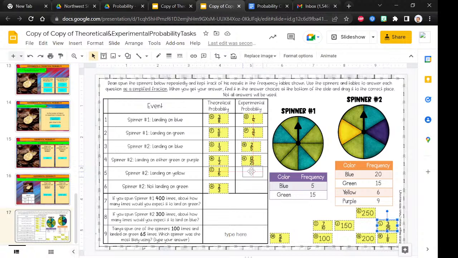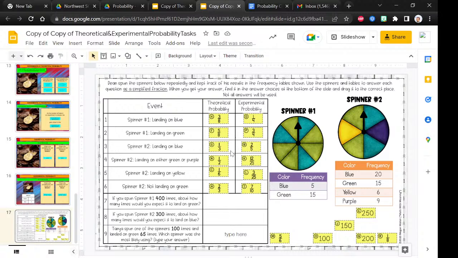And then not landing on green. So if I take 15 here, that's the number of greens. The complement of 15. 50 minus 15 gives us 35. And so 35 over 50. 35 divided by 5 is 7. 50 divided by 5 is 10. So that's 7/10.